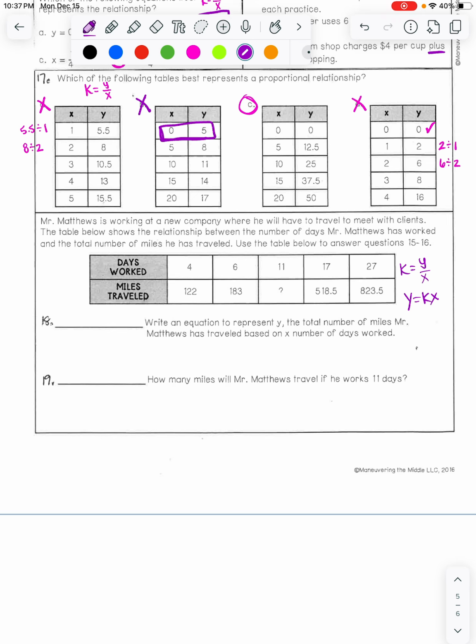Pardon me. So in order to find that k, good gracious, sorry guys. The total number of miles is the y, and the days worked is x. It says so right here. Okay. Just reading in the problem. So to find my k for number 18, I can again use any pair. I'm just going to use the first one. It's 122 divided by 4.